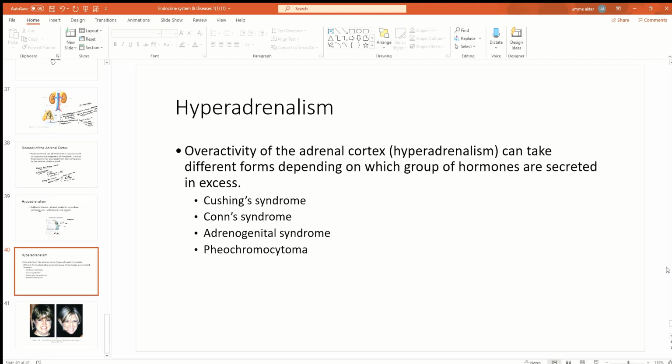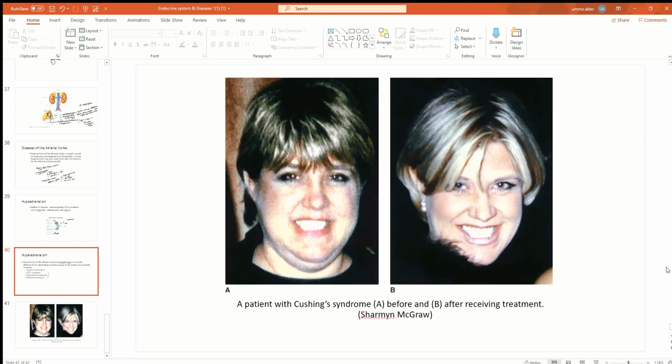I have already mentioned Cushing's syndrome due to hyperfunction of the adrenal cortex, hypoadrenalism, and this is the condition that I mentioned: moon face, buffalo hump, and acne. Those are the common signs. And other clinical conditions: Conn's syndrome, adrenogenital syndrome, and pheochromocytoma. So those are other clinical conditions that occur due to hyperfunction.